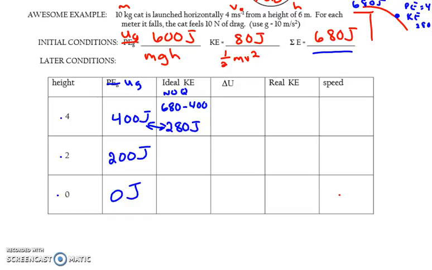As we fall, we're going to have less potential and more kinetic. So 680 minus 200, we have 480 joules. And then at the bottom, there's no more potential, so it must all be kinetic, 680.